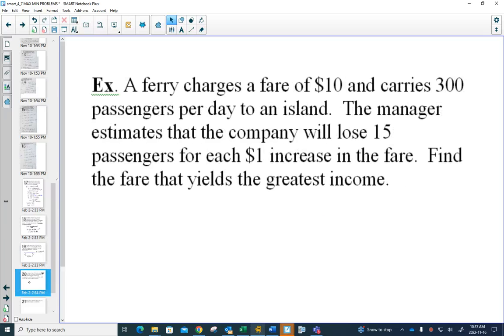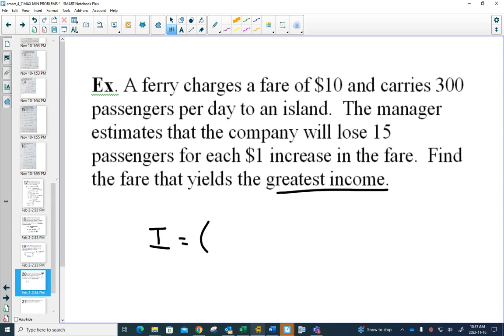Two more questions for our setup. A ferry charges a fare of $10 and carries 300 passengers. The manager estimates that the company will lose 15 passengers for each $1 increase. So again, can you see that this is like a profit question from before? We want to find the greatest income, right? What does our income look like?